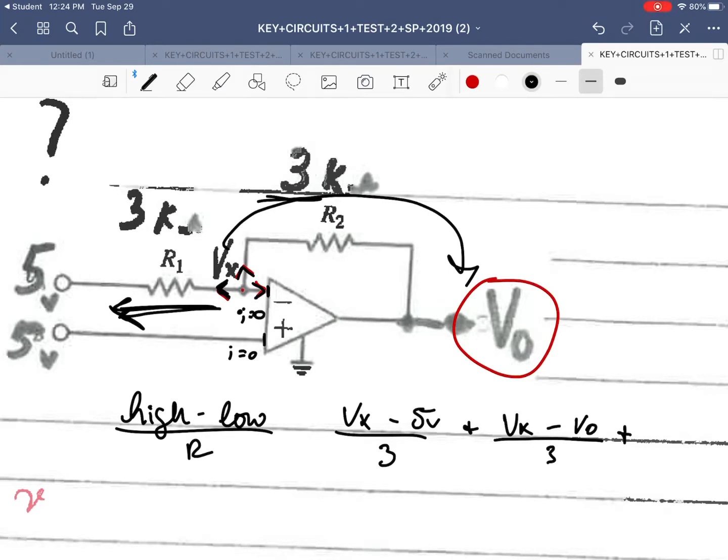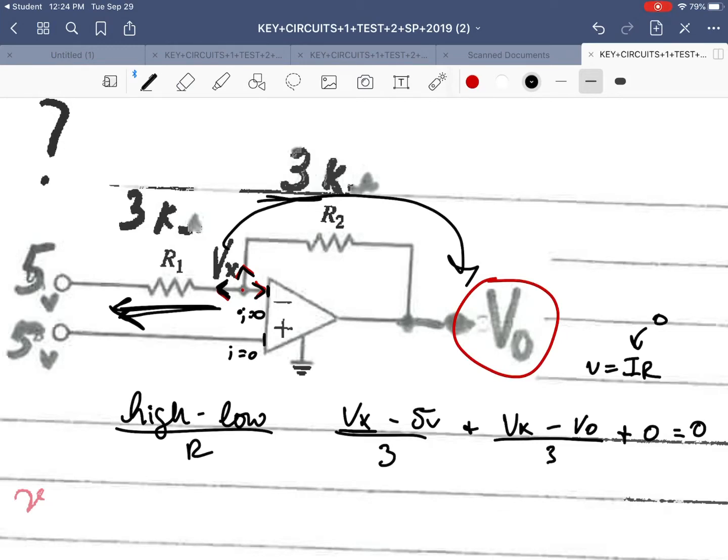And so if we want to know the voltage across here, then V is equal to IR, right? And so if the current is always equal to 0, then V is equal to 0 as well. And so we can do plus 0 is equal to 0. And solving for that, we have to find this Vx variable, right?